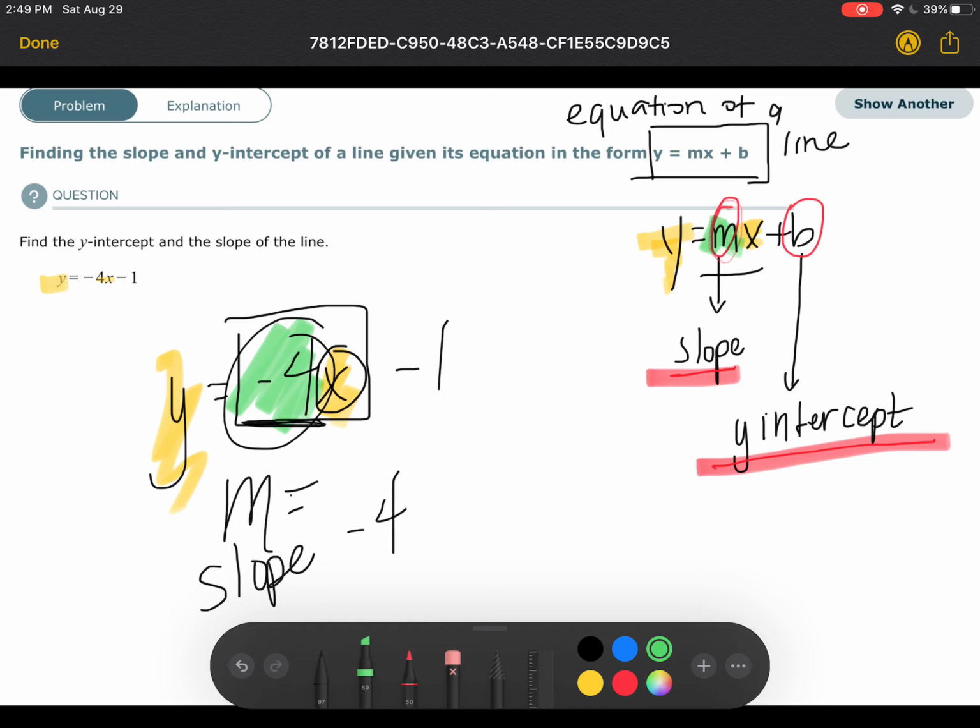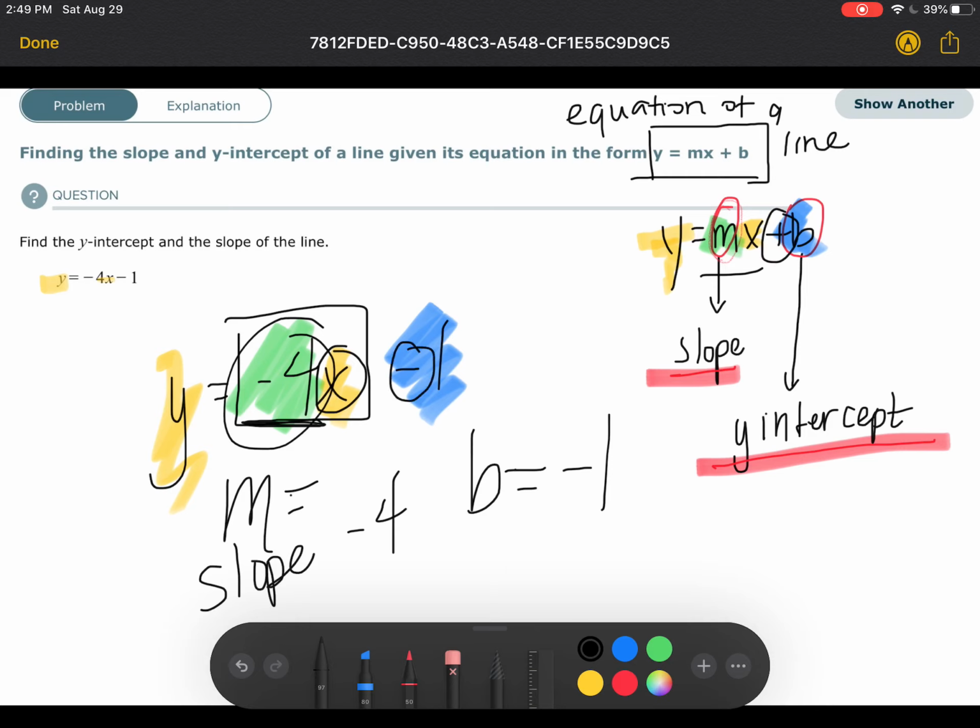Okay? Now, your b, your y-intercept, is over here. This is always going to be plus or something extra in addition to your slope that you have. So it's always going to be by itself. So if you look at here, you have this part, right? And you have this part. So this is your slope and your x. But then you have this part by itself. This is your -1. This is going to be your y-intercept. So your b, or your y-intercept, is -1.